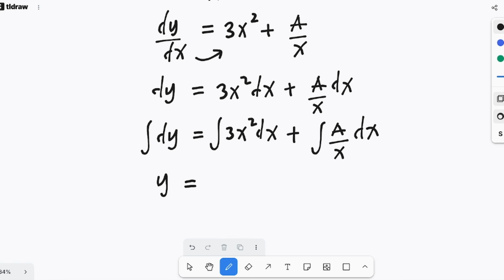So we have y is equal to 3 x power 3 over 3, very beautiful, plus a ln x.